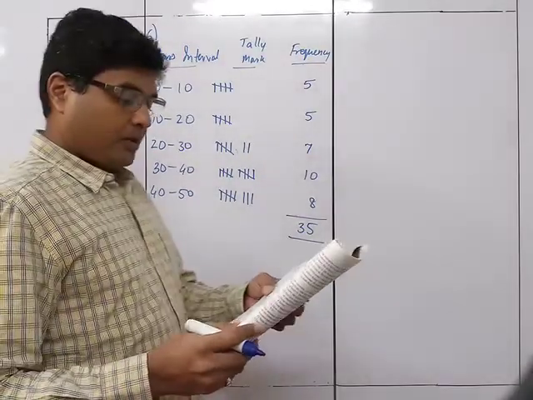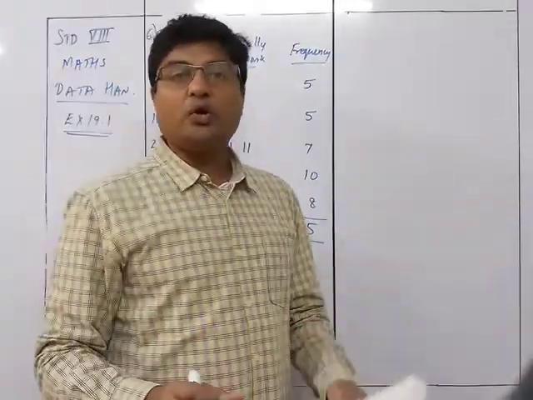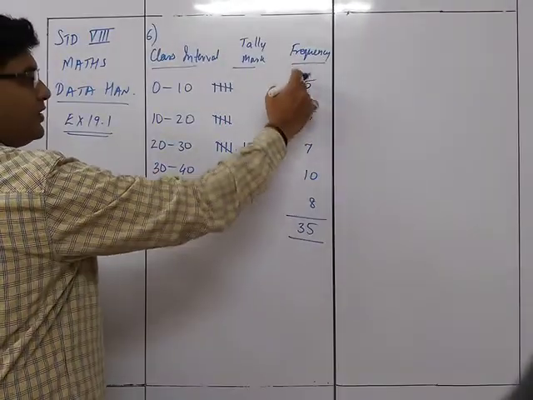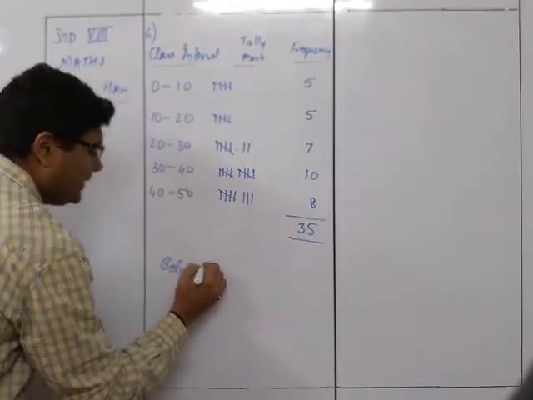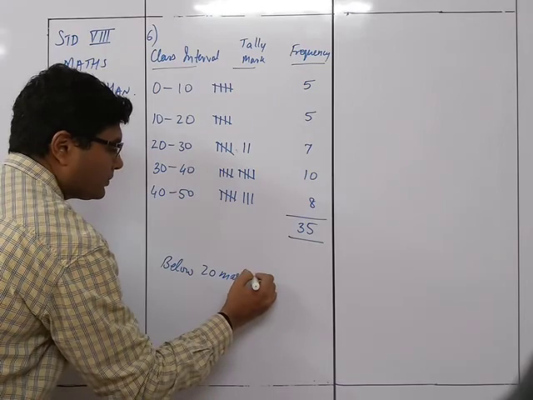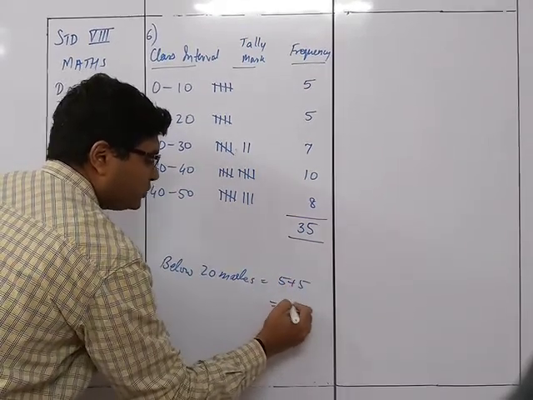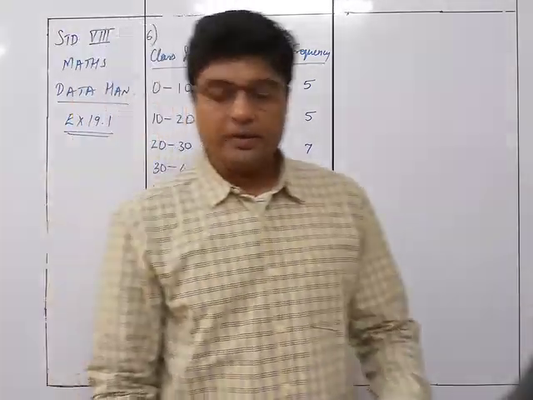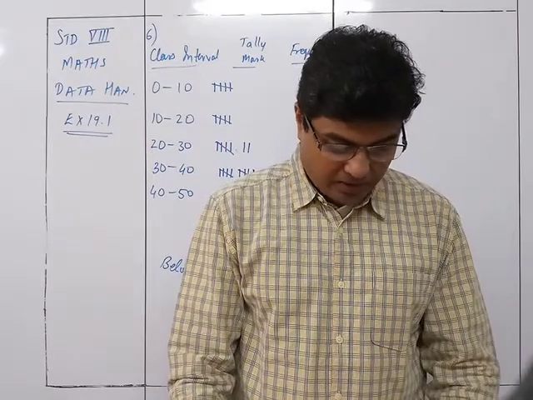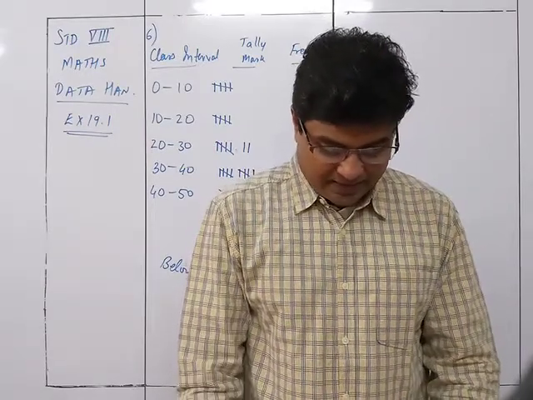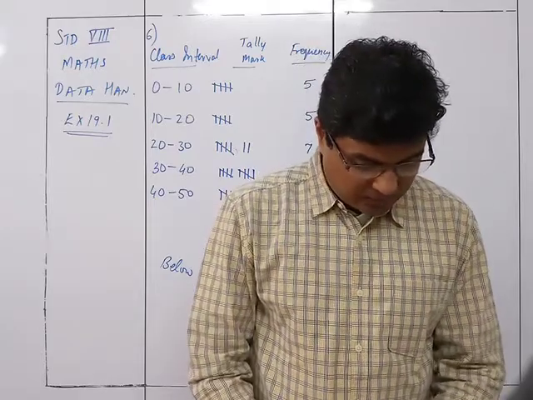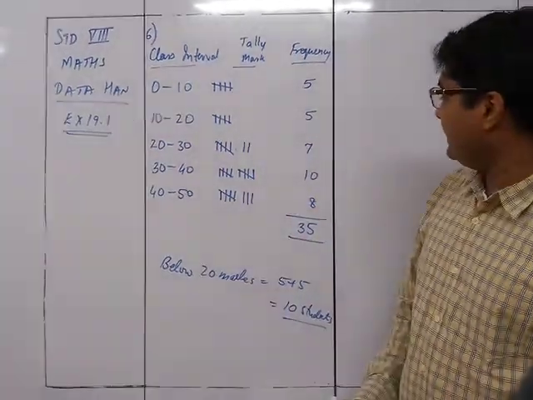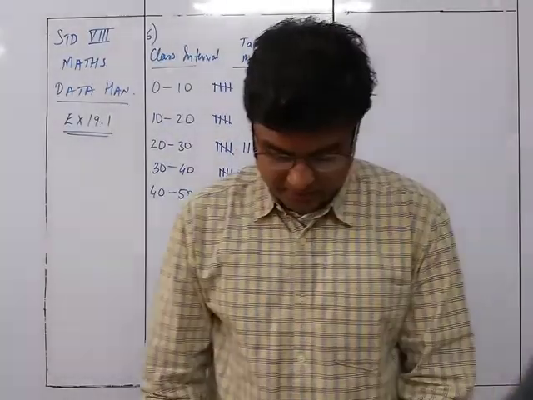They asked us to find the number of students obtaining below 20 marks. Below 20 marks means these ones. So below 20 marks is 5 plus 5, which is equal to 10 students. So 10 students scored below 20 marks. The frequencies are 5, 5, 7, 10 and 8, and the answer is 10.